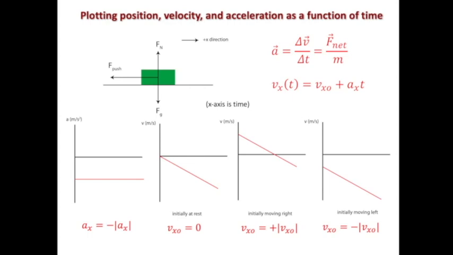The one in the middle, initially moving to the right, is the most complex behavior, where even though it's getting slower, we have a positive velocity to the right that's decreasing, getting closer to 0, reaches 0, and then becomes negative and starts speeding up. So in this case, the object is moving to the right, the force causes it to slow down and then turn around and move to the left.